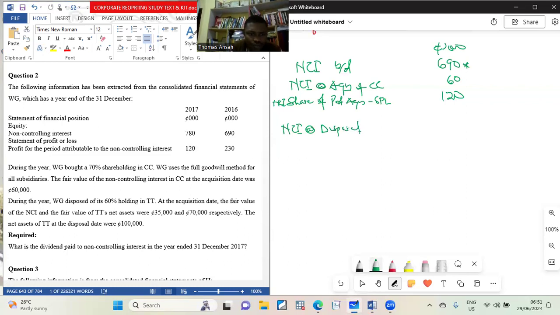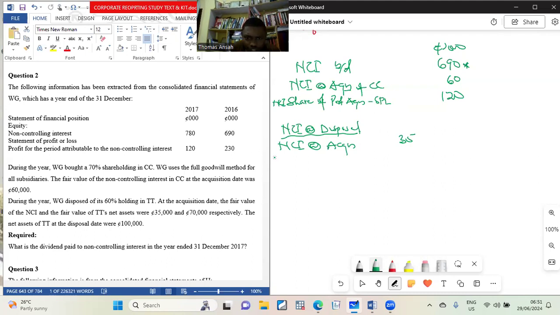All right. So how do you find NCI at disposal? You find the NCI at that person's acquisition. Don't forget, we did this thing in changes in group structure. And how much is that? 35. When they acquired it, it was 35. Then we are going to take out a share.